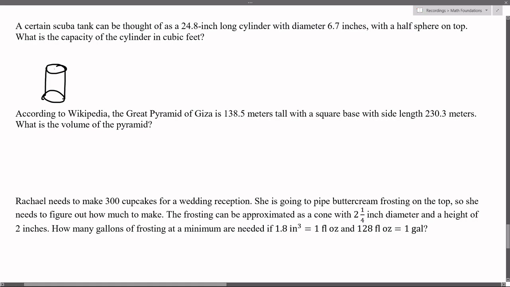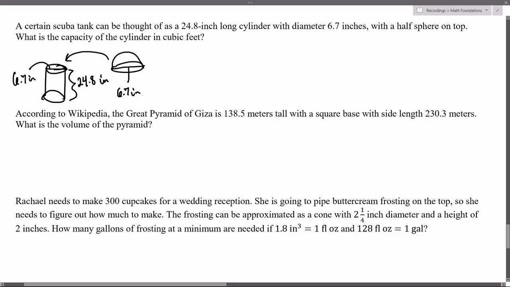And it said this distance was 24.8 inches. The diameter, all the way across, is 6.7 inches. And then on top of this is going to be a half sphere. The full sphere would be all the way around, so we're going to take half of this volume. This also has that same diameter, 6.7 inches.